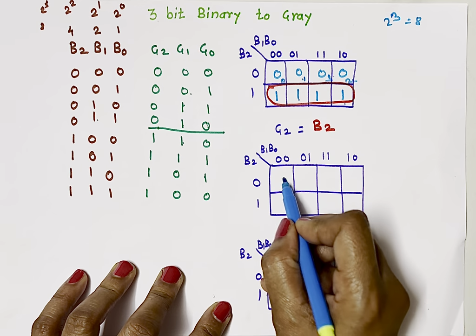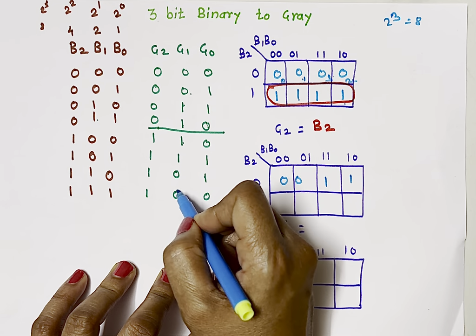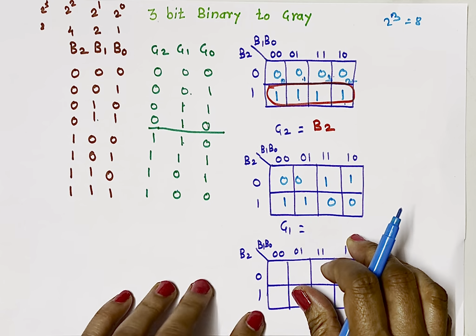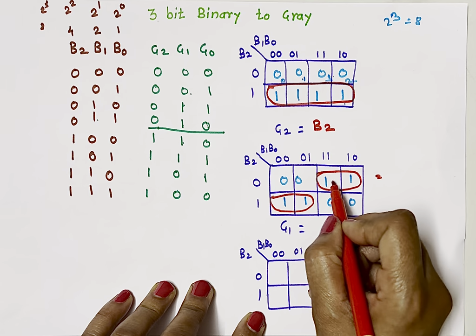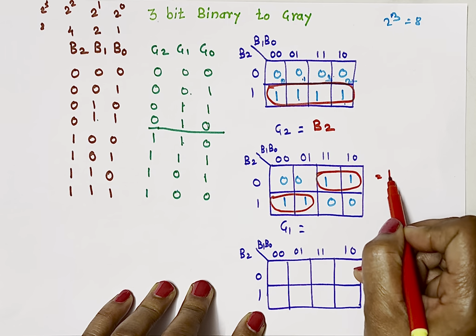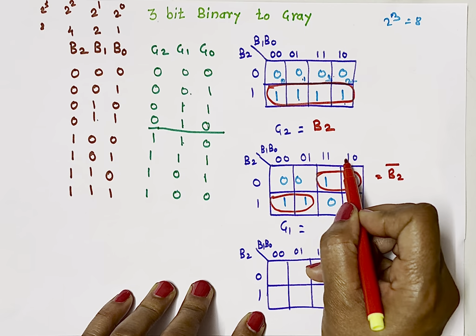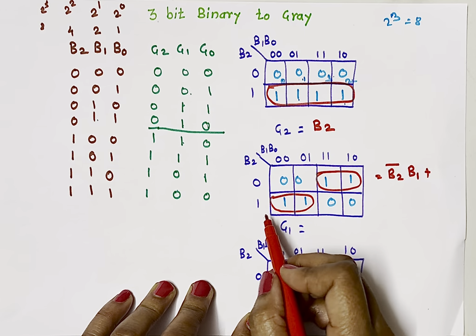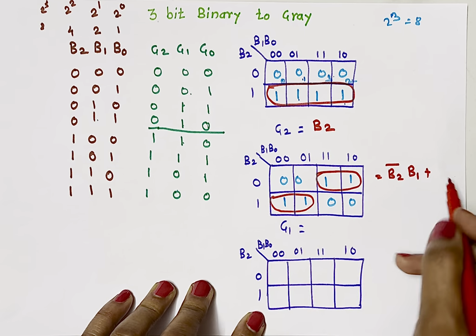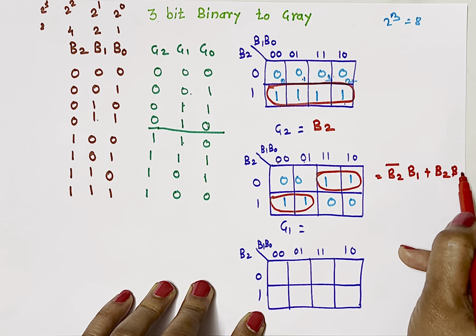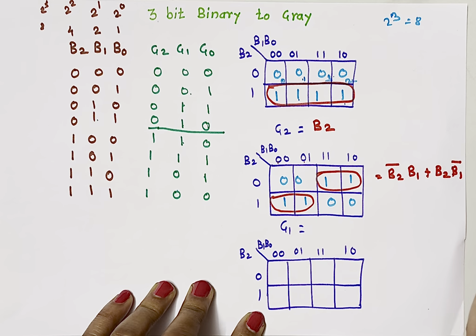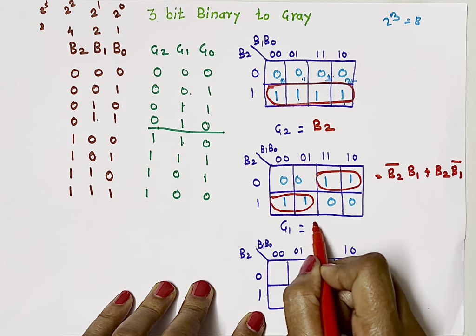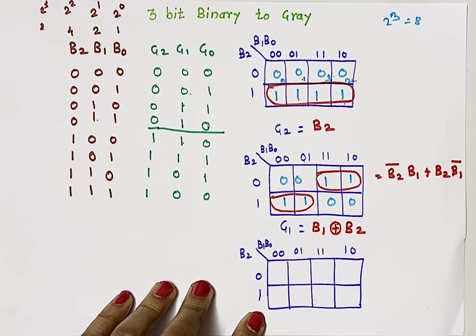Then for G1, 0, 0, 1, 1. Again 1, 1, 0, 0. So what can I do? I can make two pairs. This is my first pair. This is my second pair. So the equation for this first pair: the value of B2 is 0, so B2 bar, and here what is common? B1. B1 is 1. B1 plus, for this pair the equation is B2, and here what is common? B1, and the value of B1 is 0. So B1 bar. So you can see this is B2 bar B1 plus B2 B1 bar, like A bar B plus AB bar, which is the equation of an XOR gate. So here B1 XOR B2.